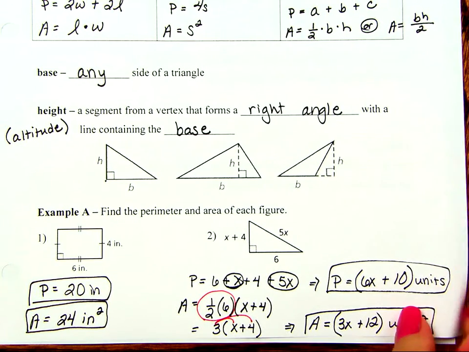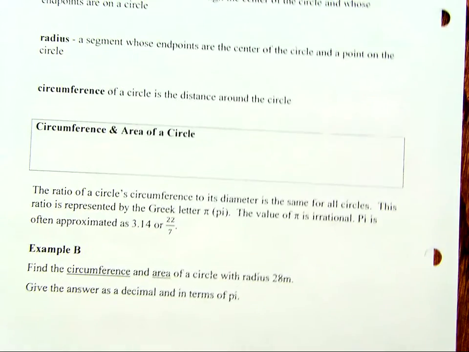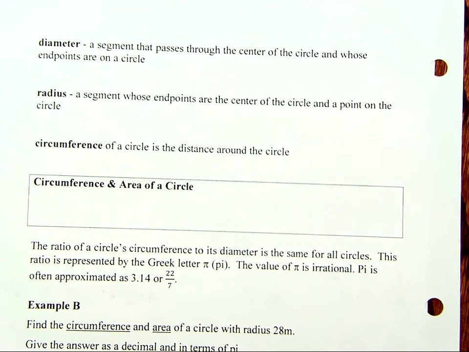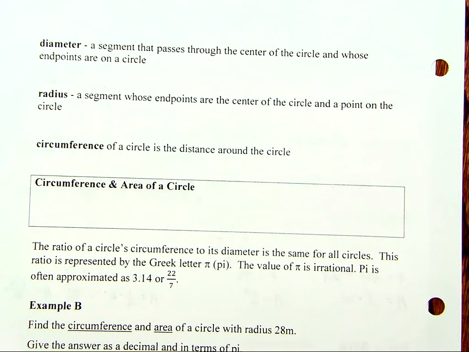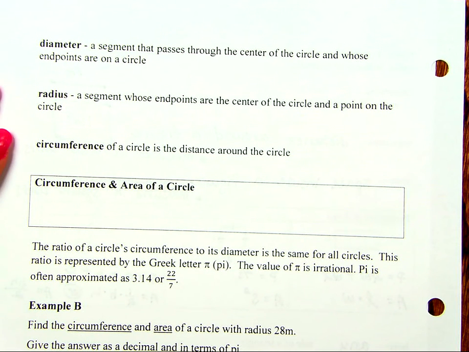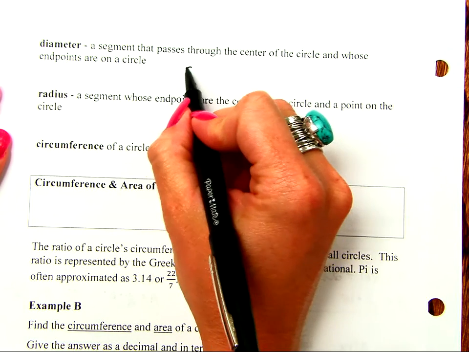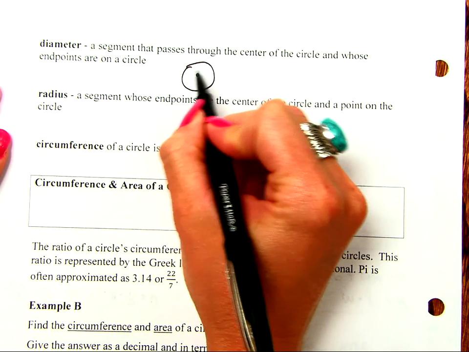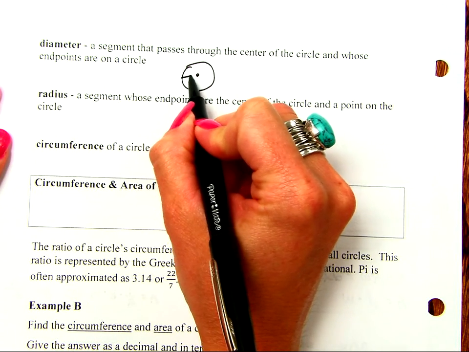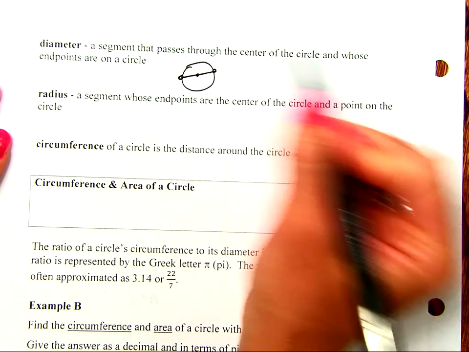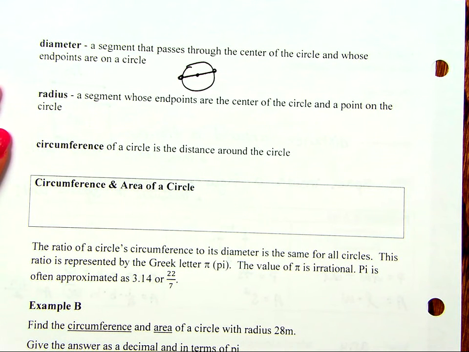Okay, let's flip it over and take a look at the back side. On the back side, we're going to do some reviewing on circles. And I'm hoping the words at the top of the page are familiar to you. The diameter is a segment that passes through the center of the circle and whose endpoints are on the circle. A lot of times what I would do is I would just ask you to draw me a sketch. And so hopefully for diameter you have this visual going on. Passes through the center and the endpoints are on the circle. Okay, it's all the way across.